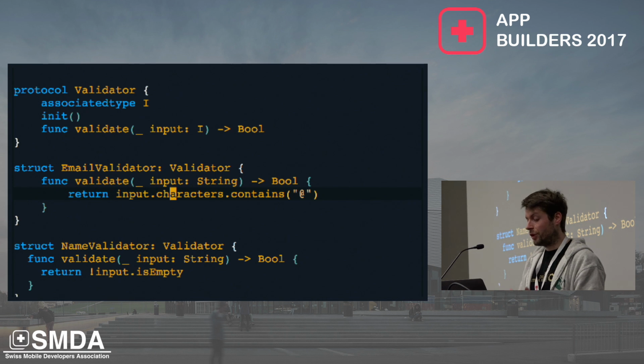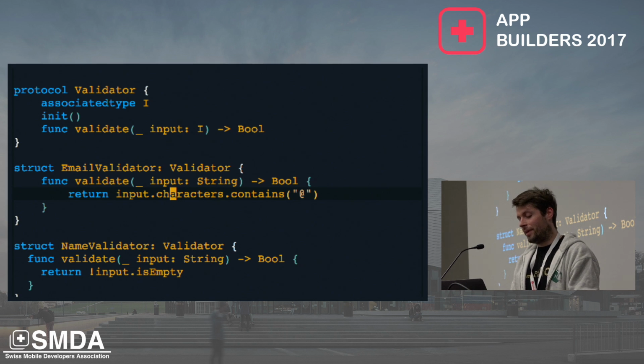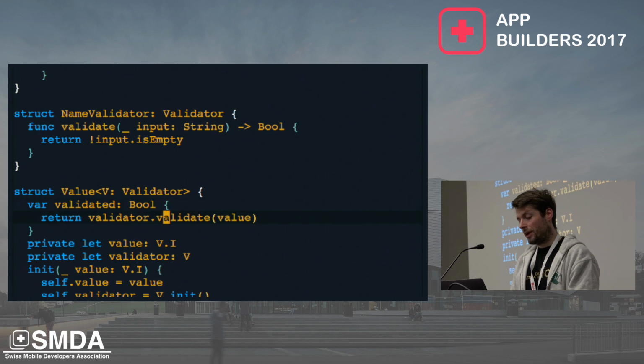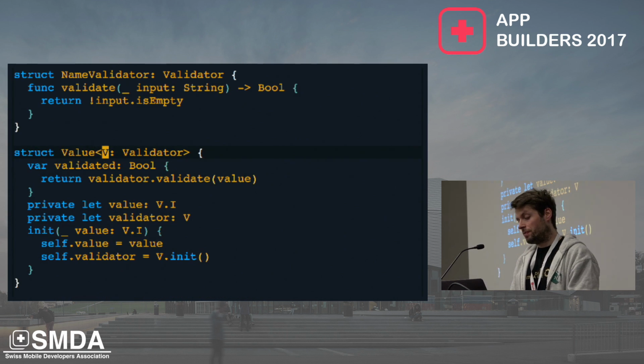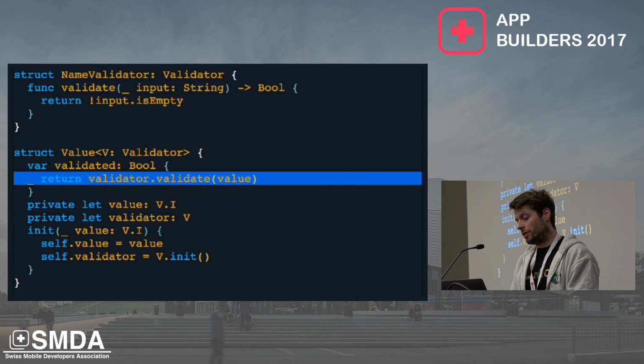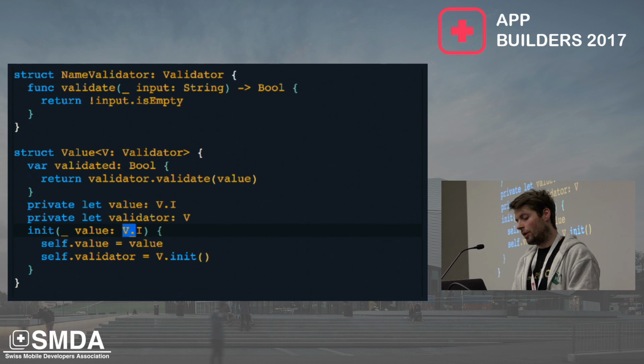I wrote very complex email validation code here. It just checks if there's an @ sign in there. And I also wrote even more complex code to write a NameValidator, which just checks basically if it is empty. These two structs conform to our protocol. And finally, we have something called Value, which you call with the proper validator conforming to the protocol, and it calls the validate function on the validator. It also receives a value when you initialize it, and this value is the associated type of the protocol, which is Validator.I in this case.